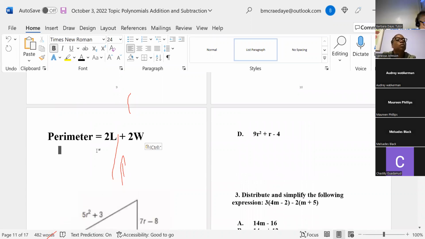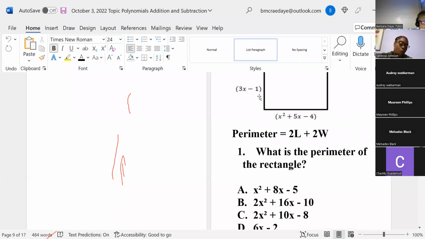Now, Audrey, what did you choose for your length? What polynomial did you choose for your length? Did you choose the 3x minus 1 or the x squared plus 5x minus 4? I put x squared plus 5x minus 4. Okay, let me copy that, and then we put 2 times that.